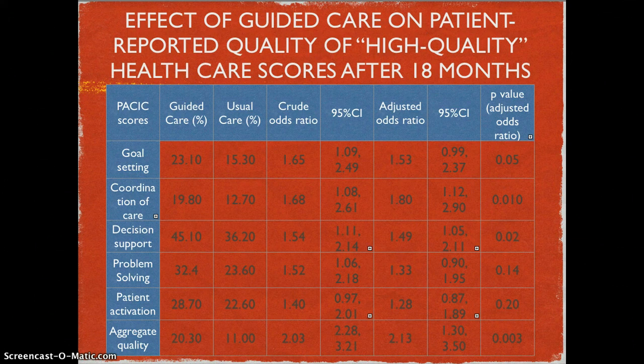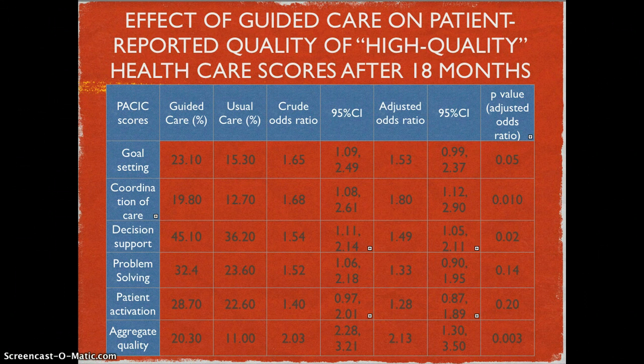18 months after baseline, the odds that a guided care recipient rated his or her aggregate quality of care as high quality were twice as great. And so you see here, similarly, guided care recipients had significantly greater odds of rating 2 specific elements of their care as high quality. You could see coordination of care and decision support. Although not statistically significant at the 0.05 level, guided care recipients also tended to have greater odds of rating their care as high quality in goal setting, problem solving, and patient activation.